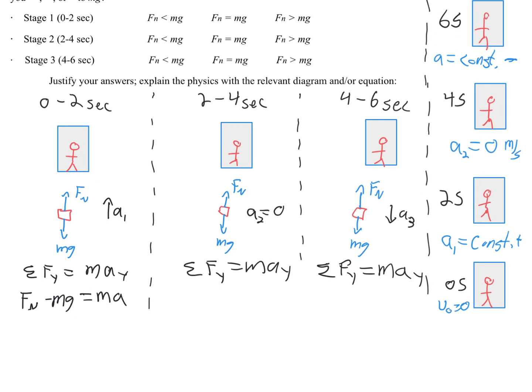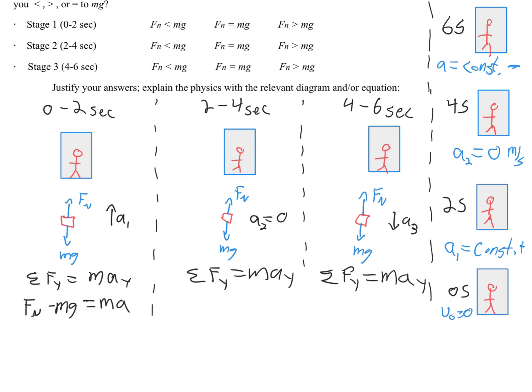Over here, what we have is the normal force minus mg equals 0, since a is 0. And in the last case we have the normal force minus mg equals m times a negative a. So in each case, if we solve for, or compare, I should say, the normal force to the weight, in the first case we have the normal force equals mg plus ma.